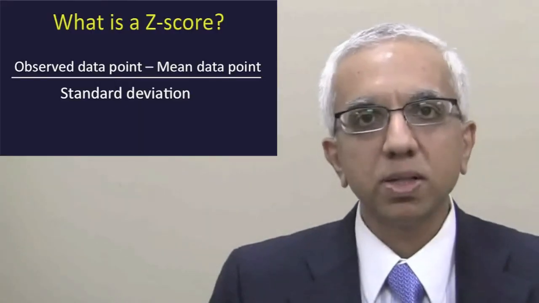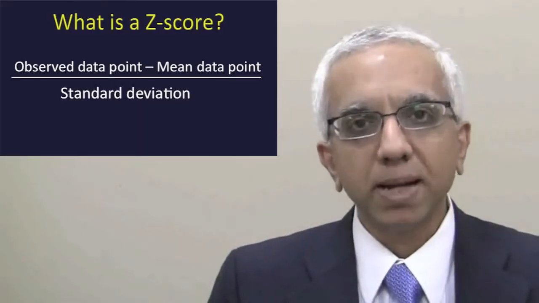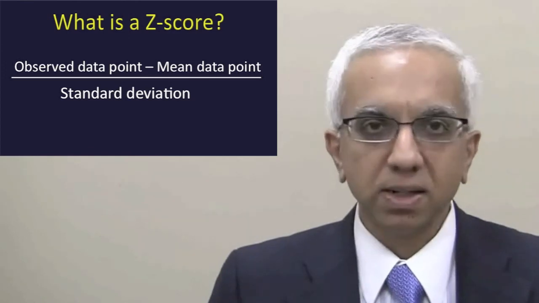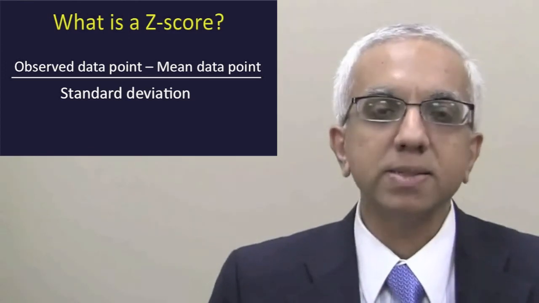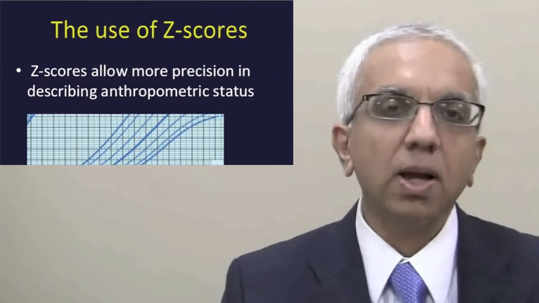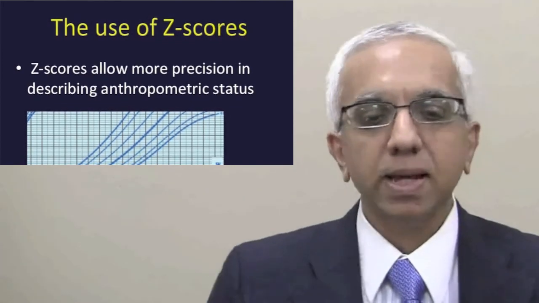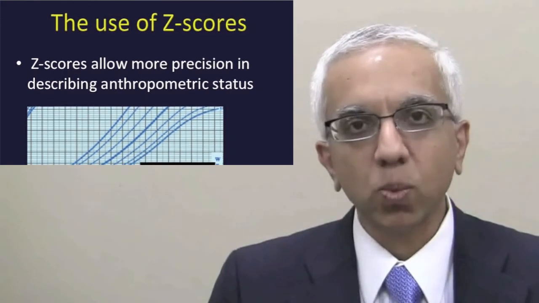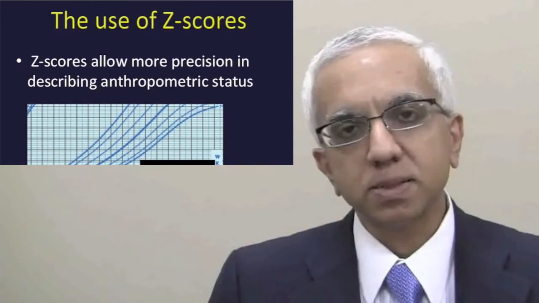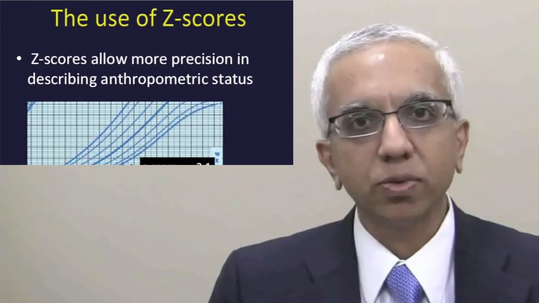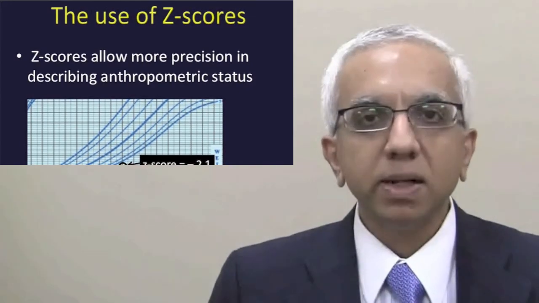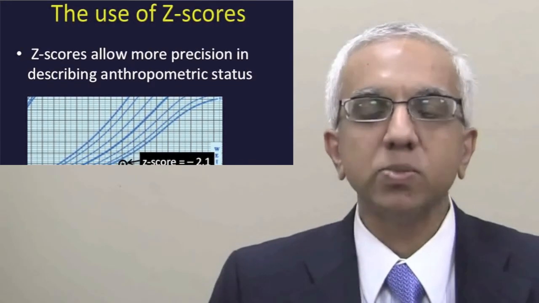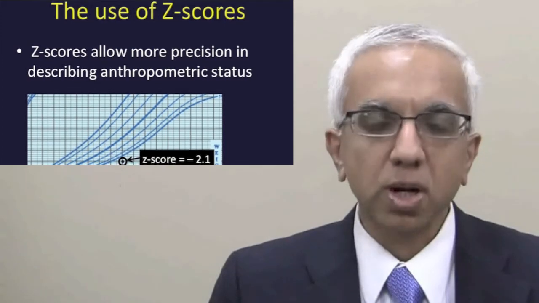So a Z-score is the observed data point minus the mean, divided by the standard deviation. It is also known as a standard deviation score. An example is given on the next slide. The top point has a Z-score of negative 2.1, while the lower point has a Z-score of negative 3.5. This clearly tells you where this child is with regard to the growth chart.